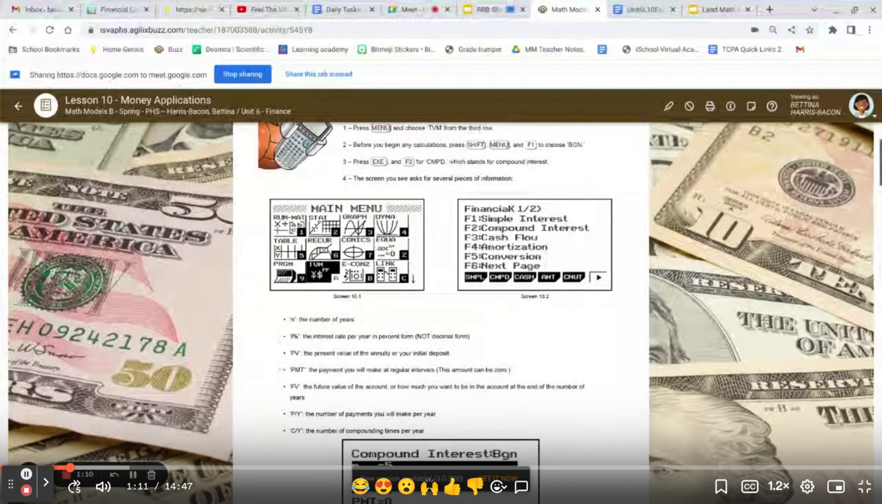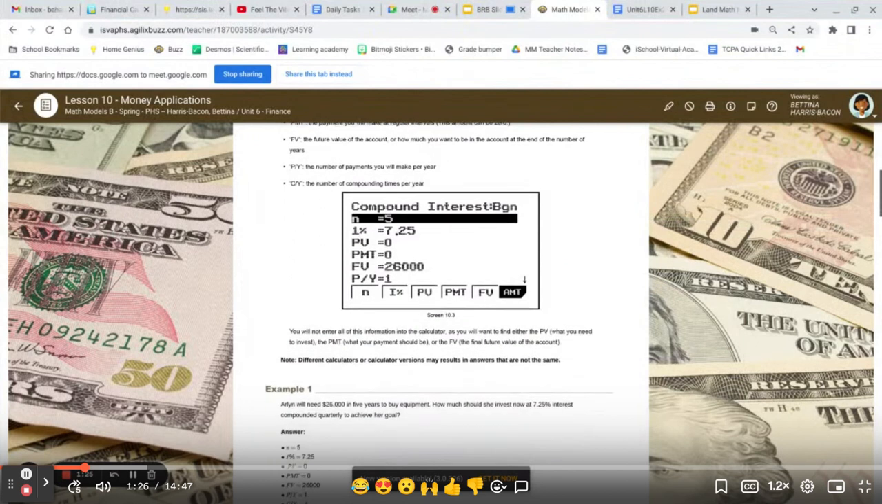So there are different vocabulary terms that they have in here, different acronyms: the N, the I, the PV, the PMT, the FV, and then PYC. While we don't do a lot with those there, we're going to go over and we're going to work some problems with these, okay?